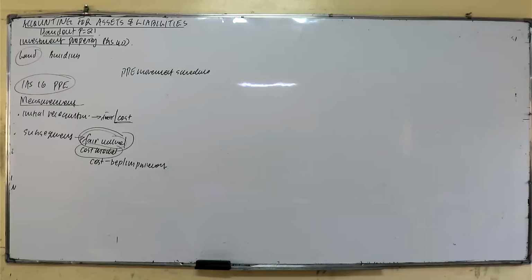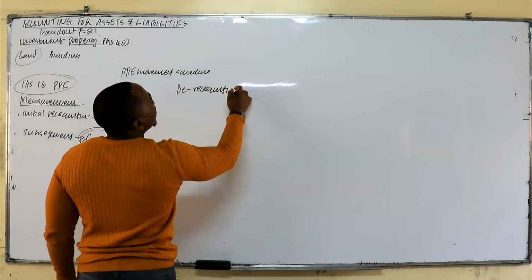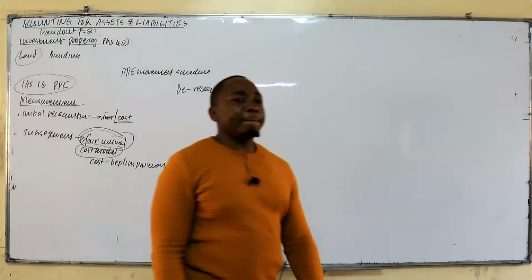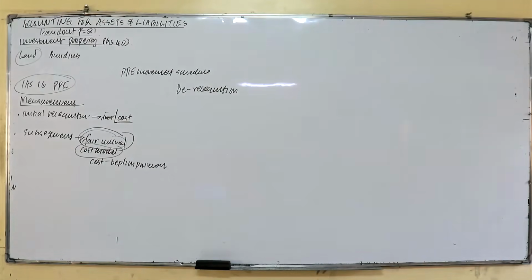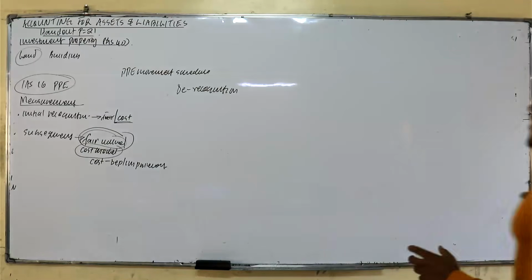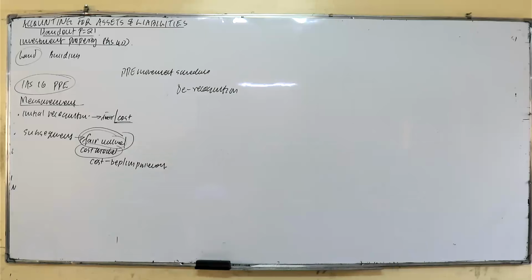NB, derecognition. What do you mean by derecognition? Okay, what is recognition? When you recognize, you put it in the financial statement. That's what we call recognition. When you recognize it in the financial statement, you are correct. To recognize means to do what? To show. When I recognize you, what does it mean?